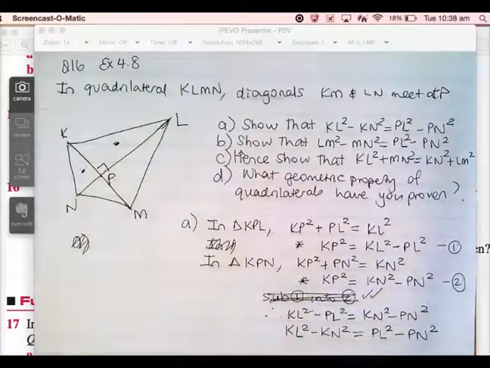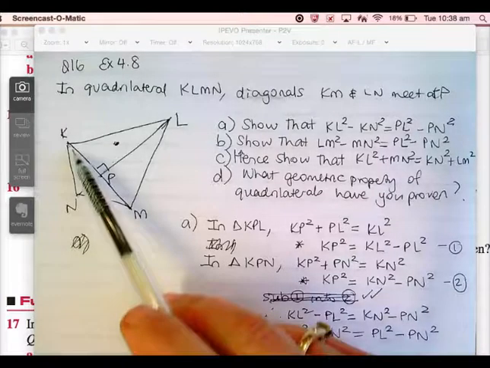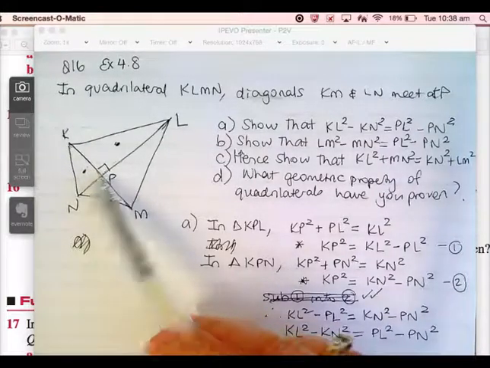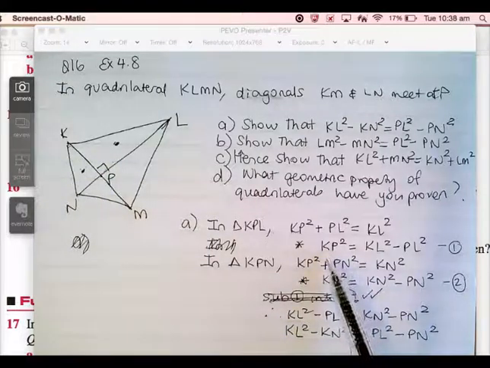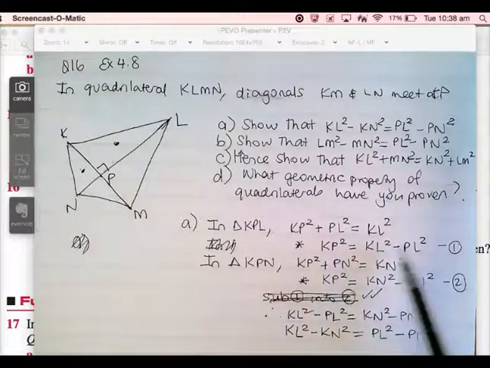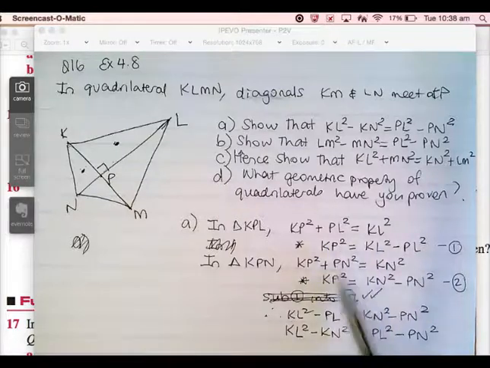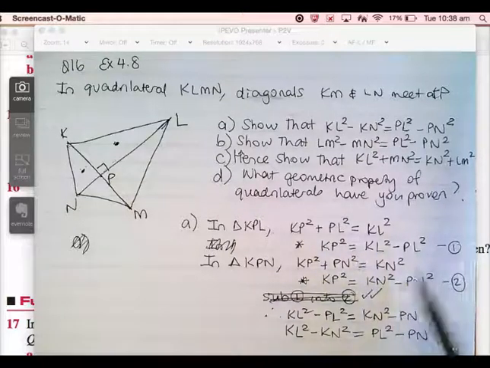And that's your result. So girls, notice what we did. There was a common side between the 2 triangles, and that common side I made the subject of the formula. I said KP squared is that, KP squared is that. That eliminates KP squared. Because if it equals that and it equals that, then they're equal to each other.